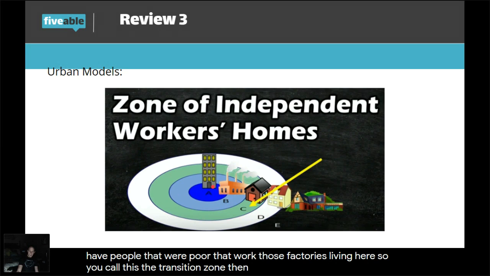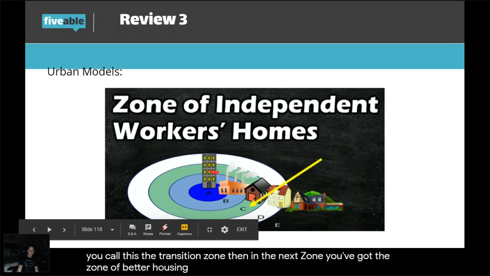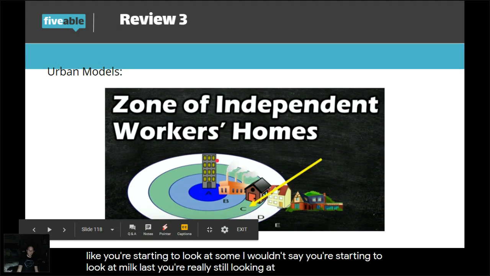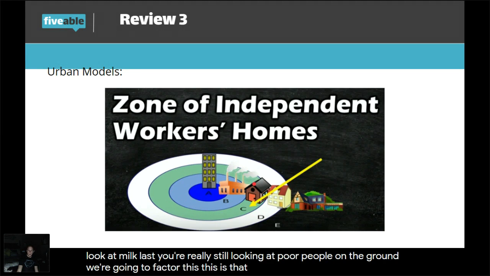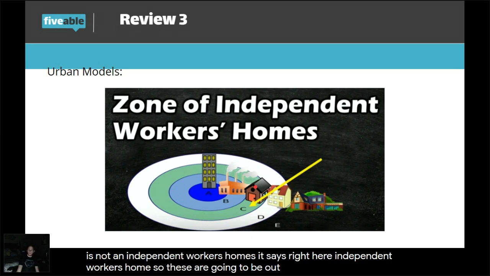Then in the next zone, you've got the zone of better housing. So you've got like this here would be like you're starting to look at some, I wouldn't say you're starting to look at middle class. You're really still looking at poor people that are going to work in factories. This is not the zone of better housing. Sorry, this is the zone of independent workers' homes, as it says right here. Independent workers' homes. So these are going to be outside of the transition zone.